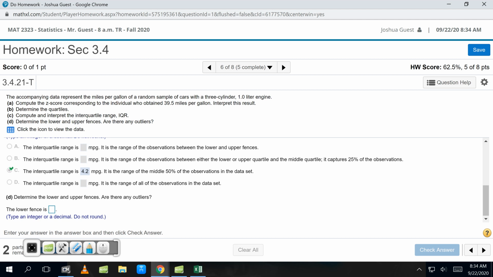Now the upper and lower fences. So how do you find this lower fence? Okay, and we said, why are we talking about a fence? I got a fence in my yard. I know. But when we talk about data, we want to talk about outliers. What's inside the fence, what's outside the fence, that kind of thing.